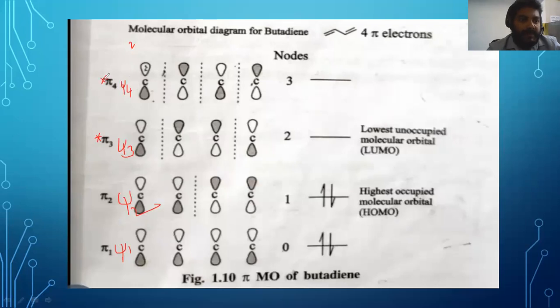What is the indication of star? Do you know? It is anti-bonding. Very good. Yes, it is anti-bonding, the LUMO. These are the energy levels. The electrons fill from lower to higher energy. That is the indication.